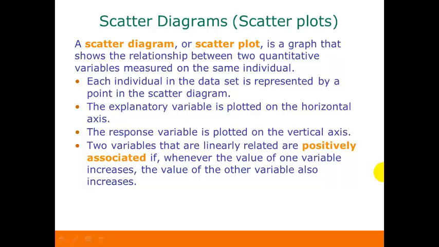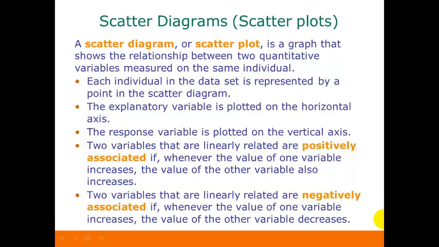And once we have all the data points plotted, we can look at the resulting picture and get an idea whether the variables are related or not. If linearly related, then we say that they're positively associated if whenever the value of one variable increases, the value of the other variable also increases. And negatively associated if whenever the value of one variable increases, the value of the other variable decreases.